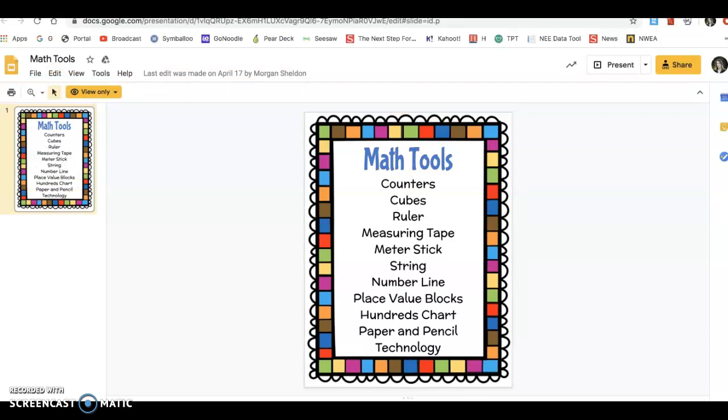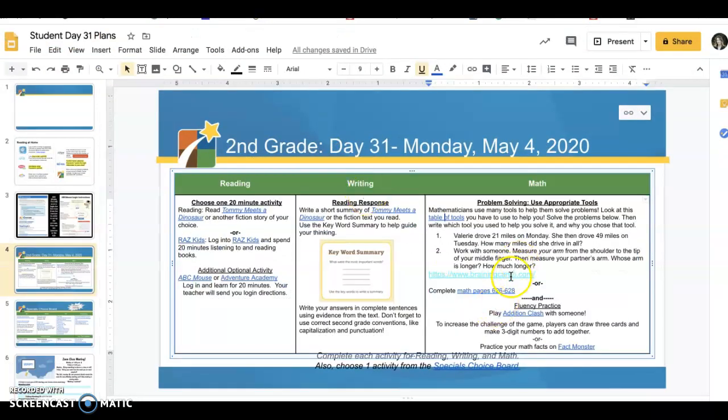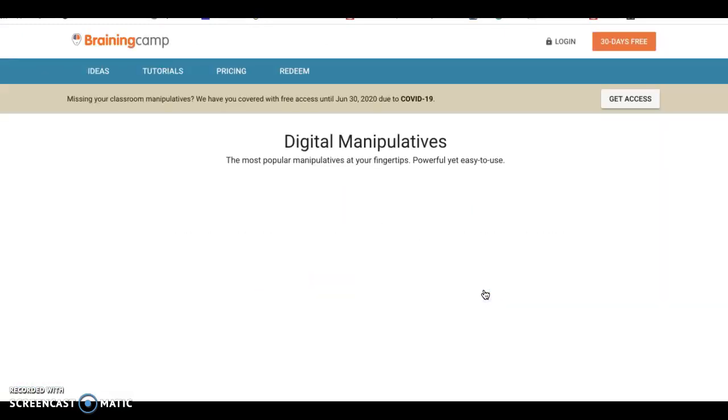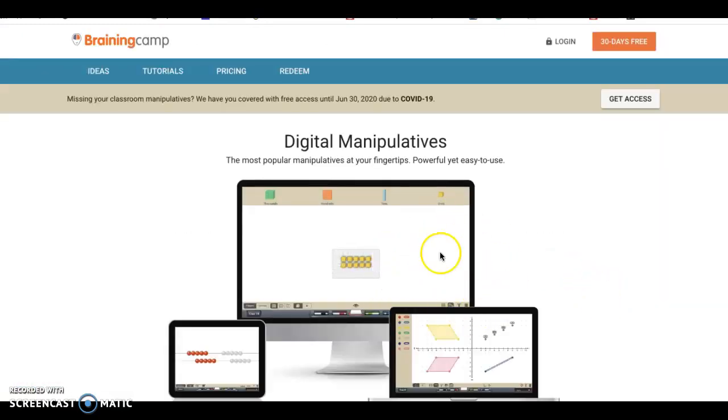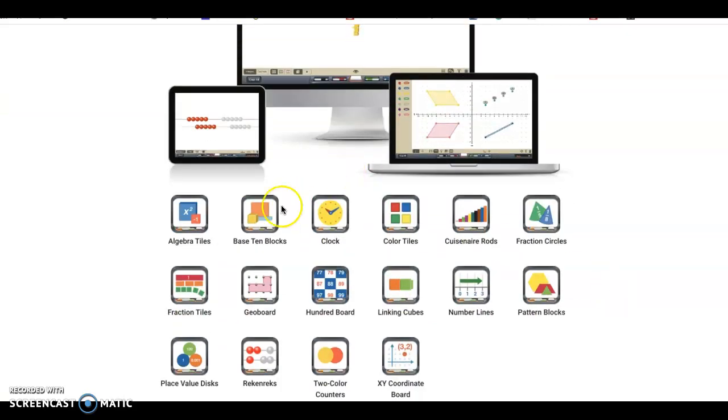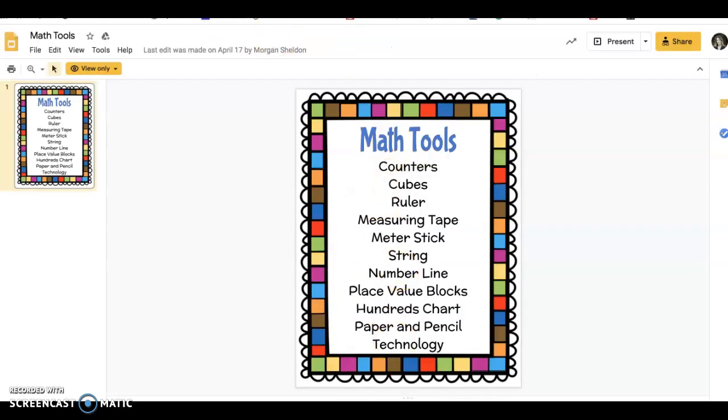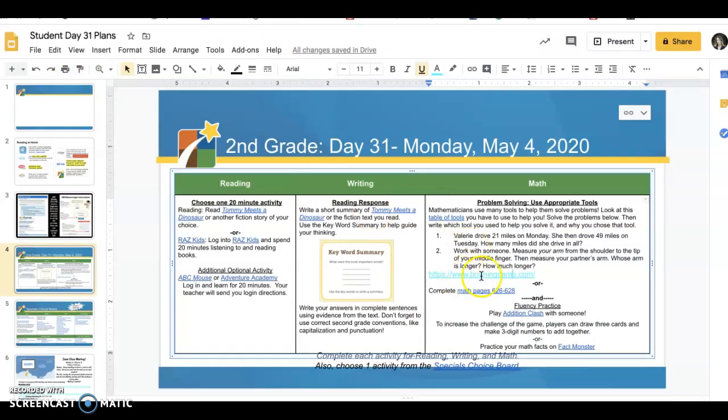But I also have this tool, this technology tool available to you called brainingcamp.com. When you click on it, these are digital tools for you to use. You can use base 10 blocks, let's see what else, number lines, 2-color counters, and linking cubes would probably be your big ones, but if you want a 100 board, it's right here. So if you're thinking through this list and you're thinking, I don't have any of these, you can go to this Braining Camp link here to help you.